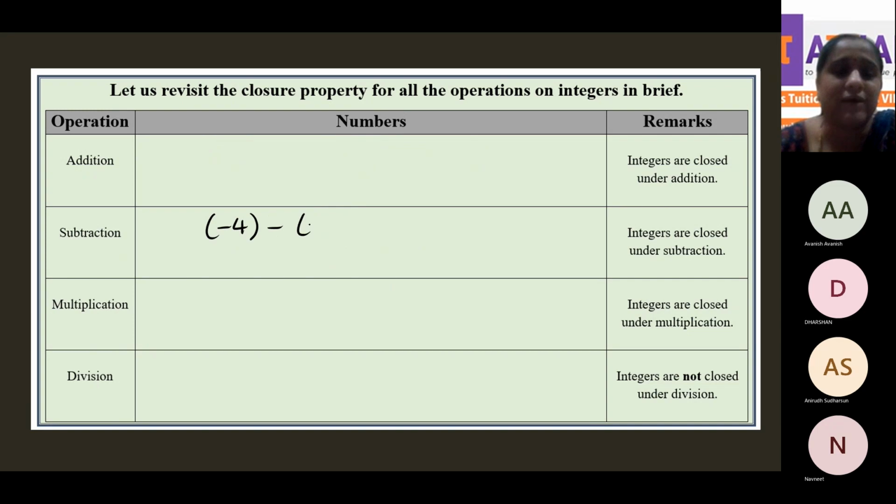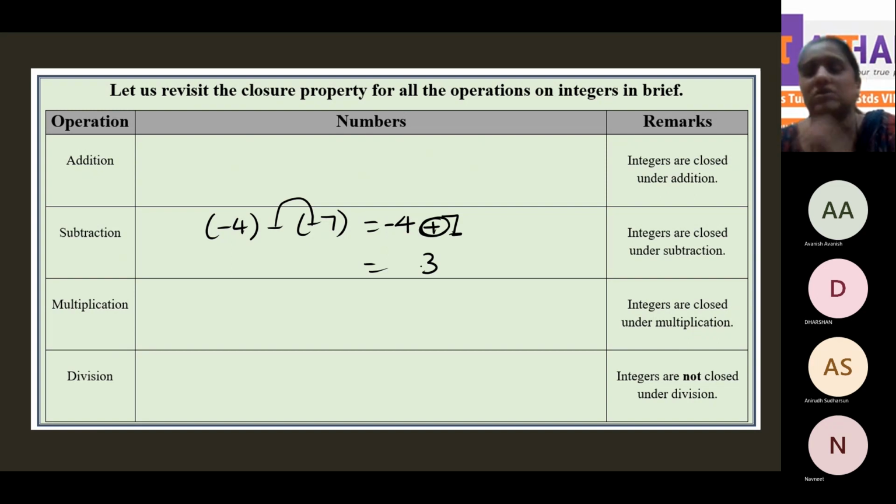-4 minus -7. First, you'll have to multiply the signs, minus into minus is plus. So it will be -4 plus 7. Now the two numbers have different signs, so you have to subtract, which gives 3. And the greater number is 7 and its sign is plus. So put the sign of the greater number, which is plus 3.